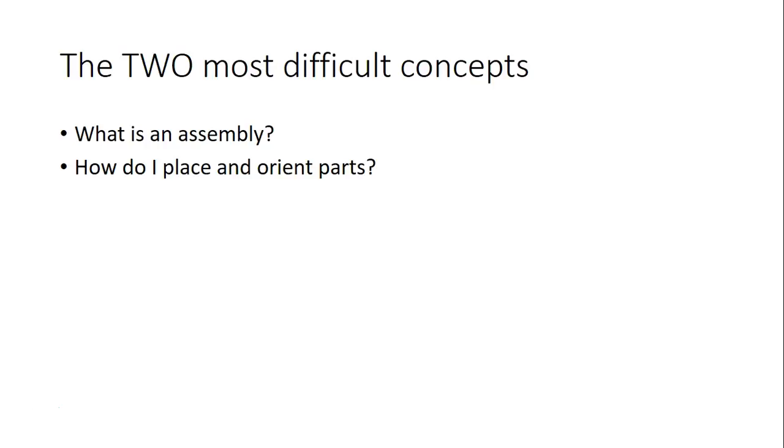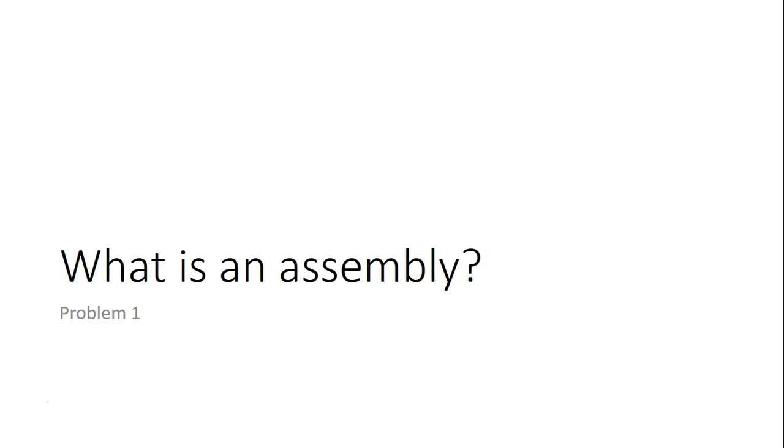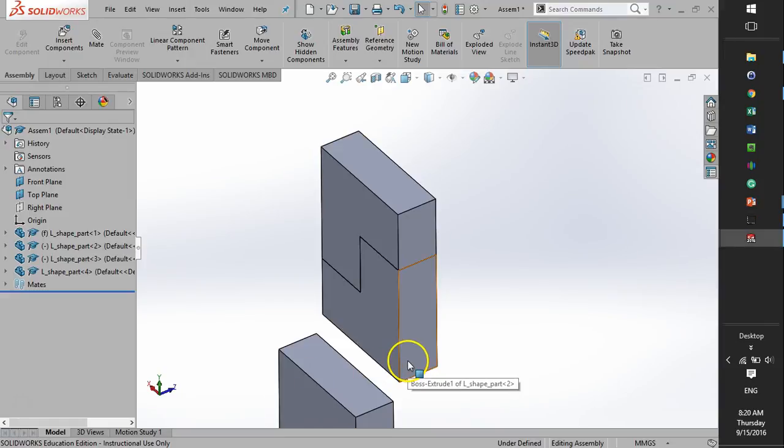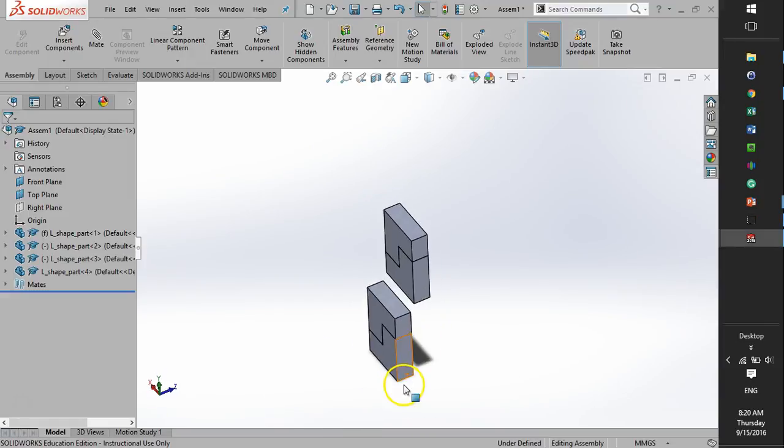So what are the two most difficult concepts that students have with assemblies? First is a misunderstanding of what exactly an assembly is. And the second is how do you place and orient parts within an assembly with respect to the overall assembly. So first we're going to tackle the first problem. What is an assembly?